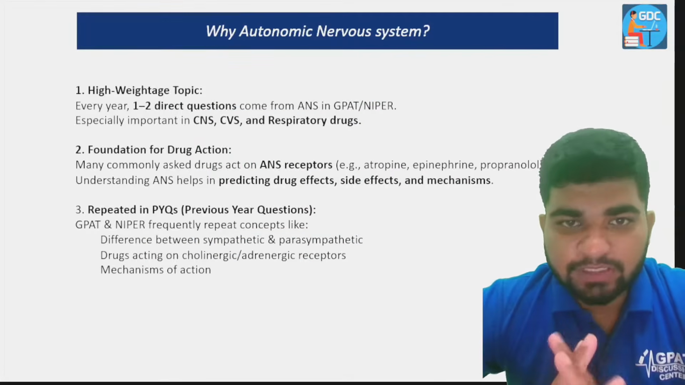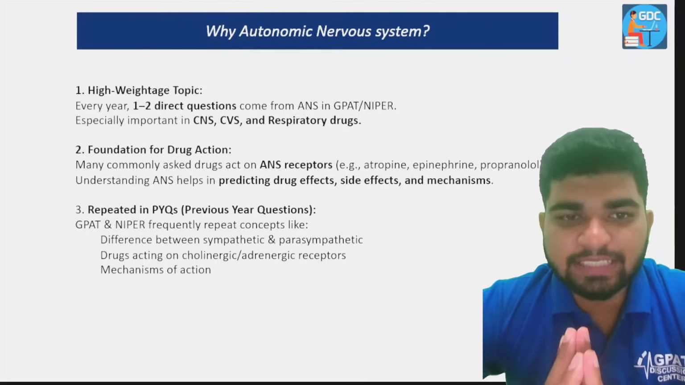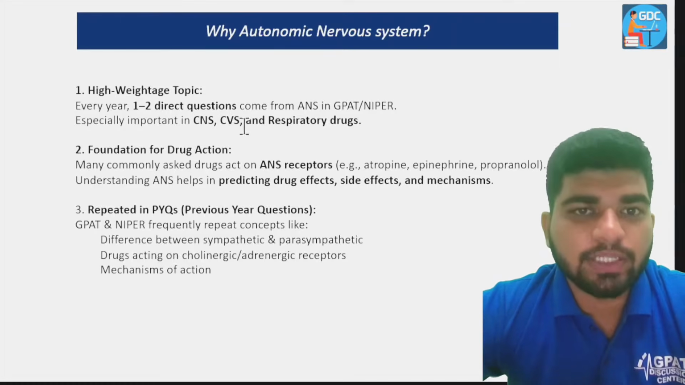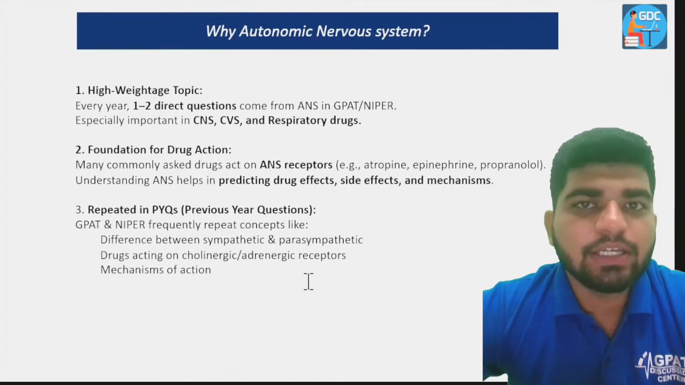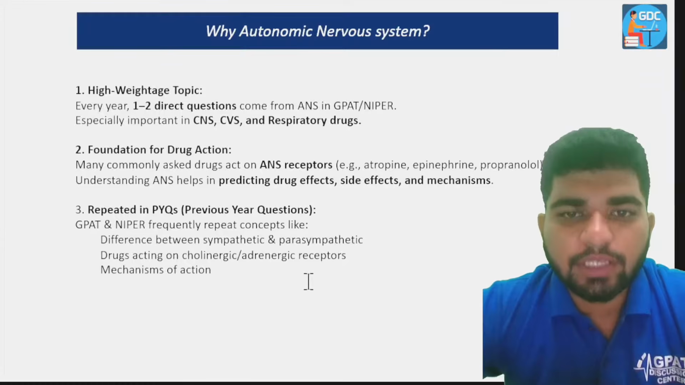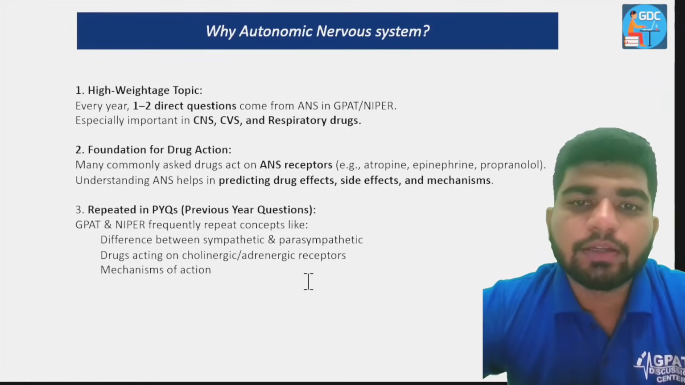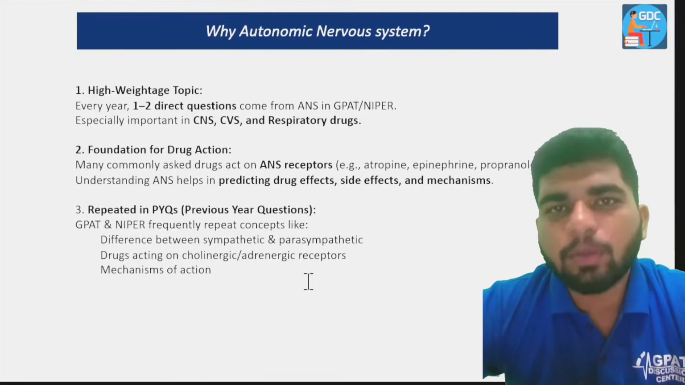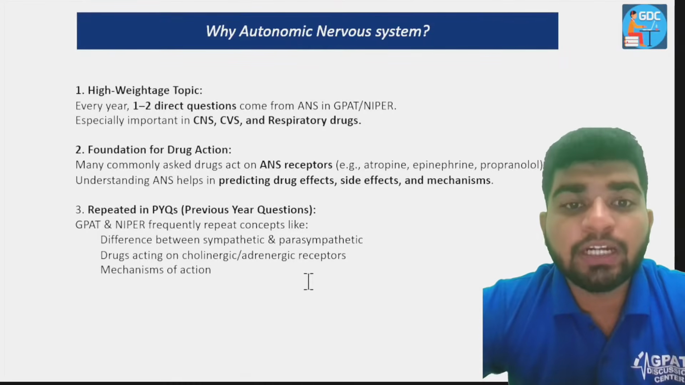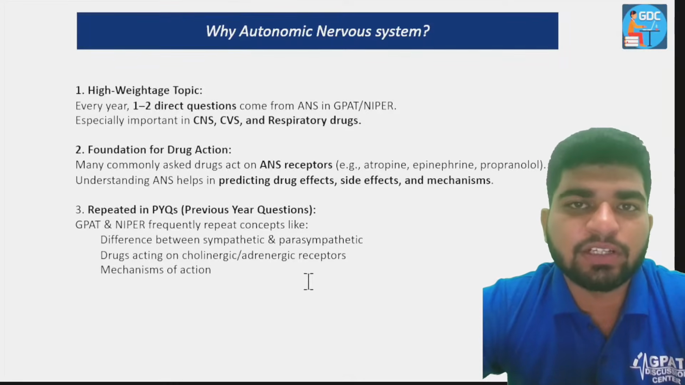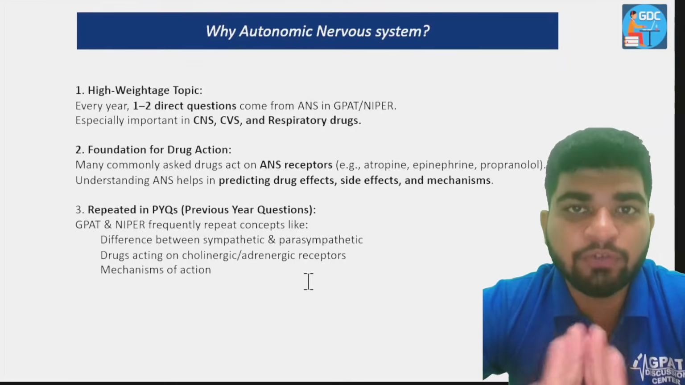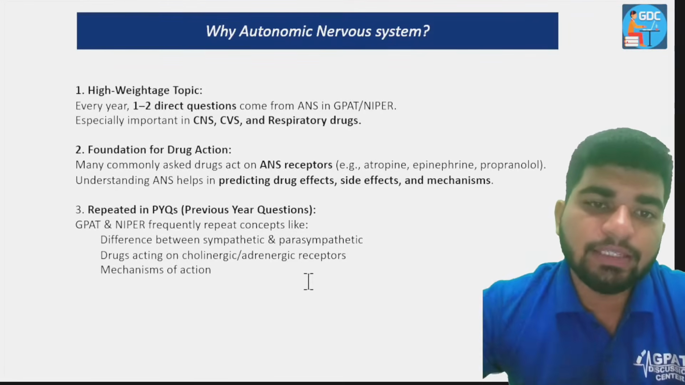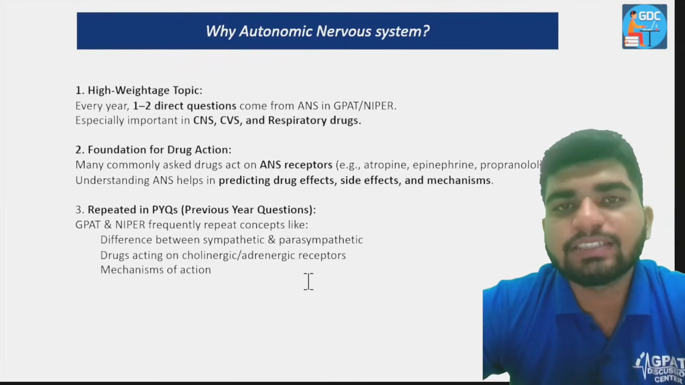So why autonomic nervous system? Why should we need to learn these things? Because it is a high weightage topic. Every year you will see around 1 to 2 questions coming from ANS in the GPAT and NIPER exams or any other competitive exams. It is especially important for CNS, CVS and respiratory drugs, because the concept you learn from here will ultimately be useful in these topics.